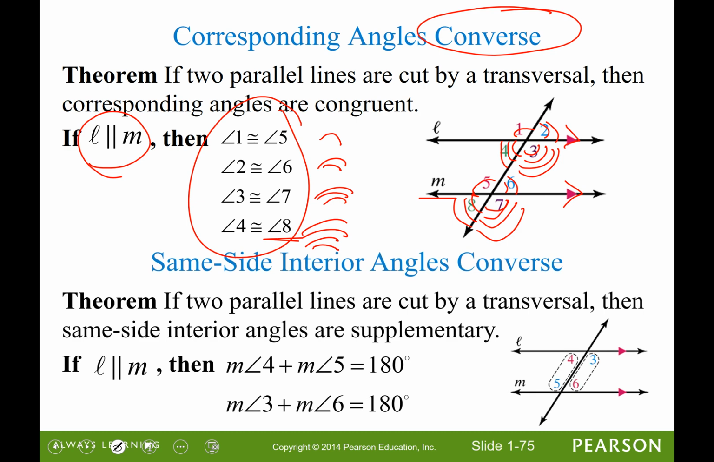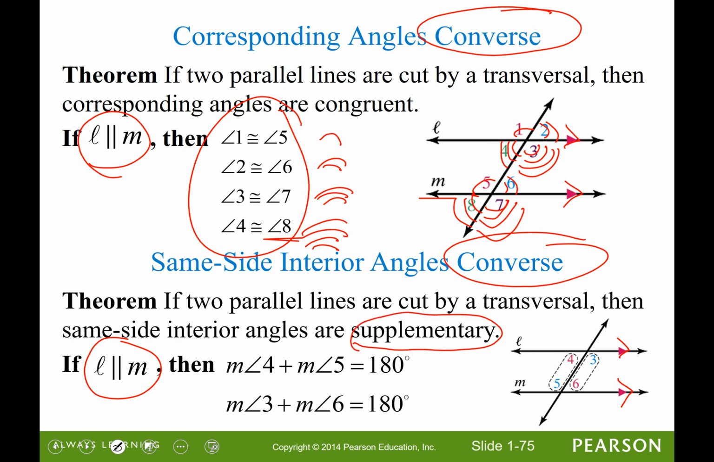Same side interior angles, converse. Remember, the converses start with the parallel lines. All right, if our lines are parallel, so if we have these 2 arrows here, then same side interior angles are, and this time it's not congruent. This is the only time that they're supplementary.